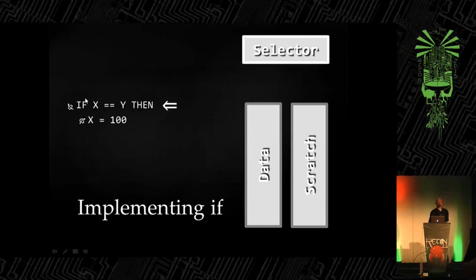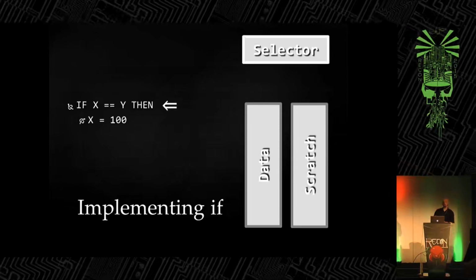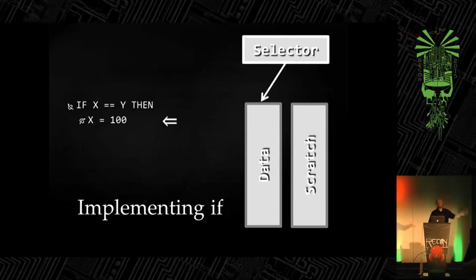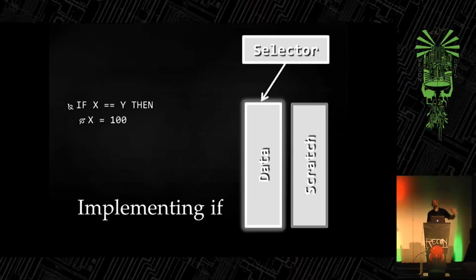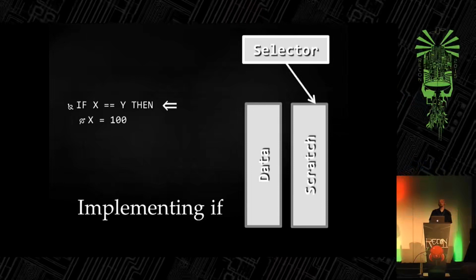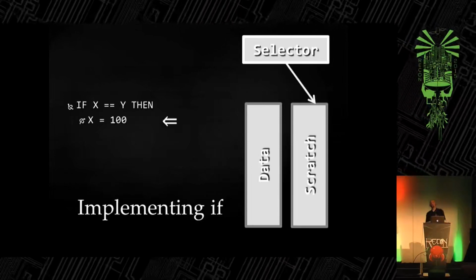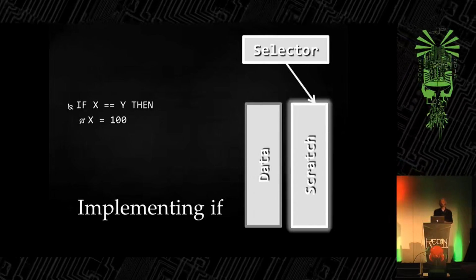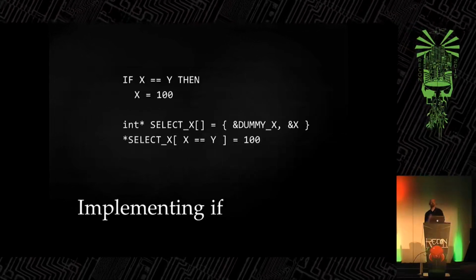And what we'll do is we'll evaluate the first part of this if statement. We'll see if x and y are equal to each other. If they are, then we're going to load our selector with a pointer to the real data, so that when we execute x equals 100, that 100 is going to get stored into the real copy of the system state. On the other hand, if x and y are not equal to each other, we're going to load up our selector with a pointer to the fake data, to the scratch system state. Our x equals 100 is still going to execute, but now that 100 is going to be stored to the scratch state instead of the real state, effectively discarding the results. So that's how we can implement if statements using just move instructions.